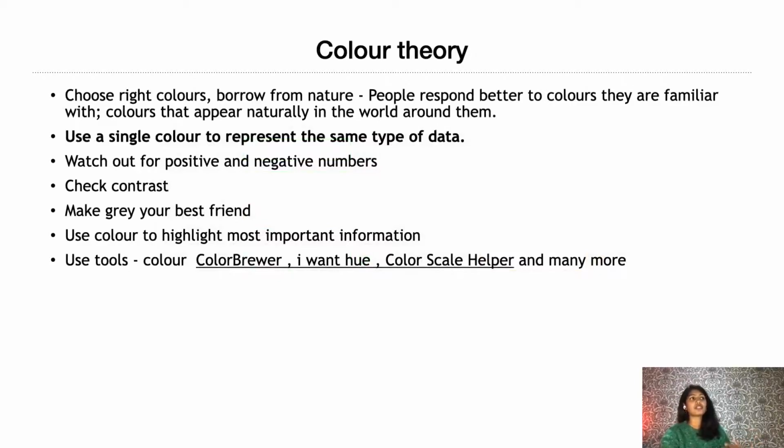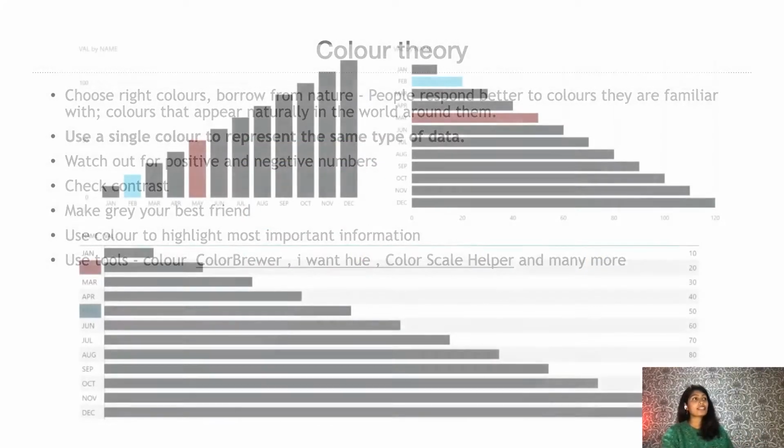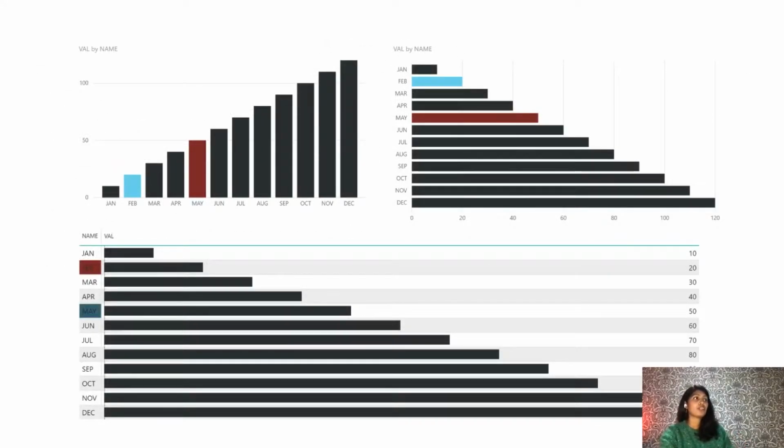And then use a single color to represent the same type of data. So for example, if you look at this example, I have two visuals on the top where I'm highlighting February and May, and I'm using the colors blue and maroon. And by the time I come to my bottom visual, because I cannot read my labels well, the only thing I would see is, okay, blue is my February and maroon is my May, and that is how I interpret. So this way, it's not conveying the message, and it's confusing for the users.